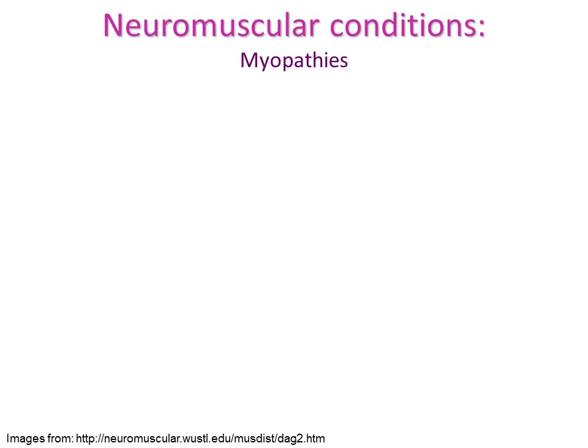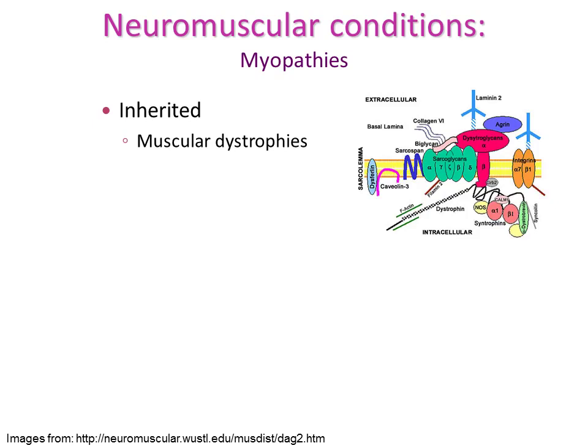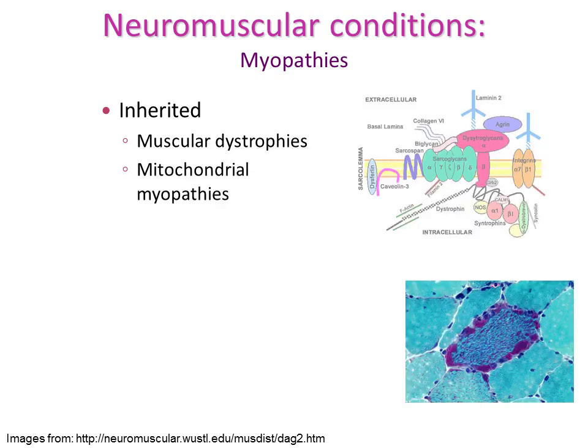So myopathies are the diseases of the muscle tissue. They can be inherited, like the muscular dystrophies, and on the right that's a picture of some of the proteins within the muscle membrane, and we'll come back to that later. There are mitochondrial myopathies. Now, the mitochondria provide energy to all of the cells of the body, but in tissues like muscle, there's a lot of them because of the high energy requirements of muscle tissue. So if there are problems with the mitochondria, if they're mutated or they're not working properly, then myopathies are common.